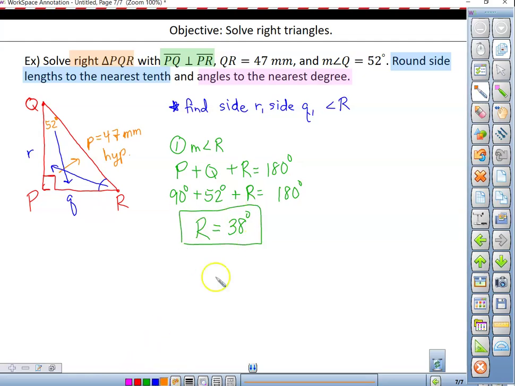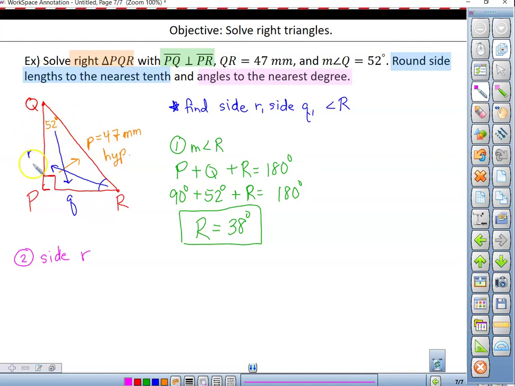So now what we are going to do is move on to either finding R or Q. Honestly, it really does not matter which one. There's no better choice of which one we now decide to find. So I wrote R first. I'm just going to find R first. So second step is I'm going to find side R. Now, for finding side R, I want to use exact measurements. Technically, I could use either the 52 or the 38 that I found here for angle R, and then I need to use my 47 millimeters. I'm going to go ahead and use what was given.